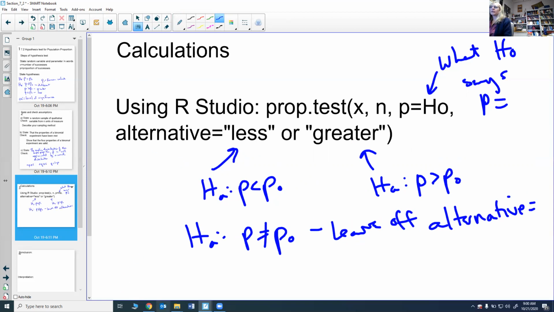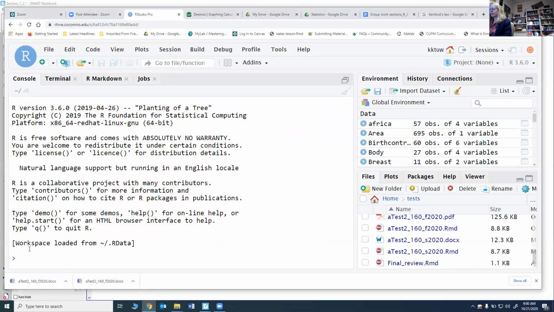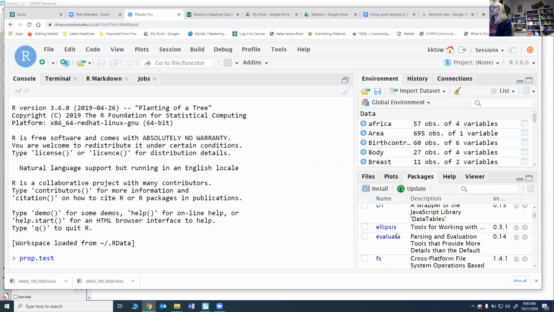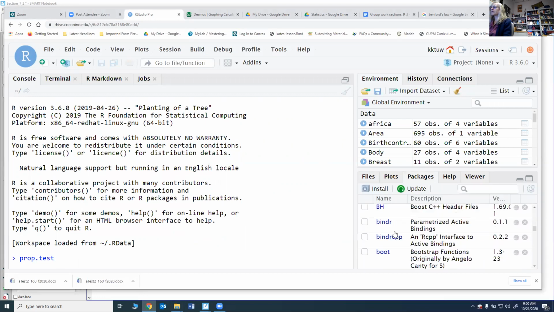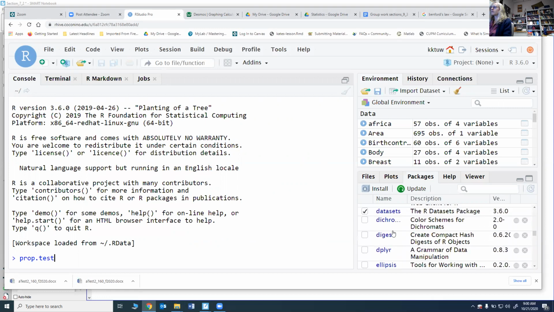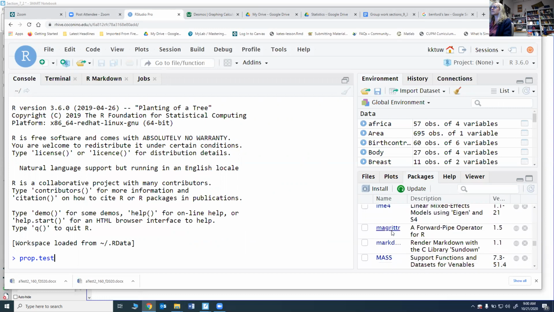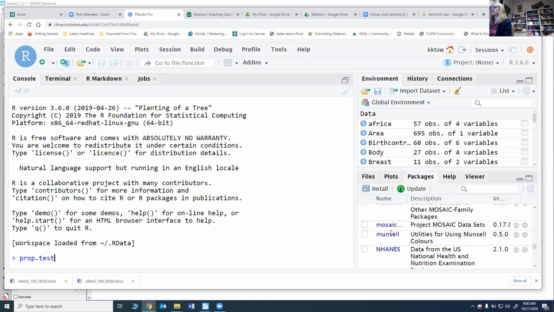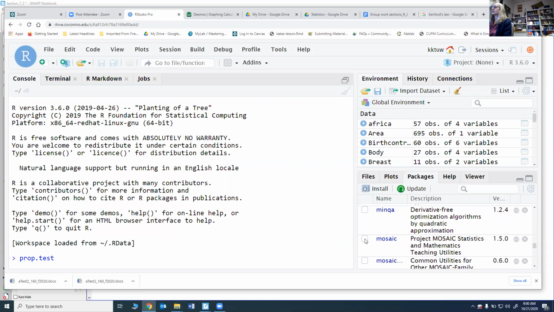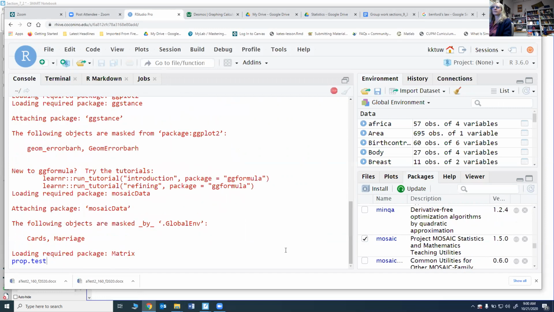I'm going to go ahead and do a general one, just to show you what it looks like, what your results would be. These have nothing to do with any numbers we have right now. So we do prop.test. You do want to make sure Mosaic is on. So go through all your packages and look for Mosaic. Make sure Mosaic has a check mark next to it. And my Mosaic is not on, so let's go ahead and turn Mosaic on.